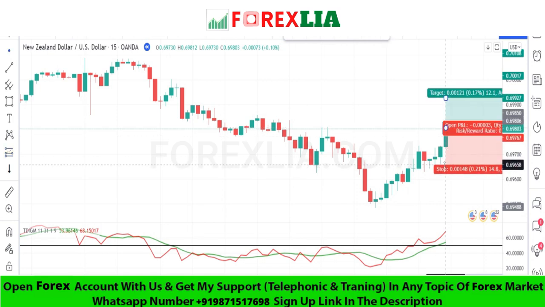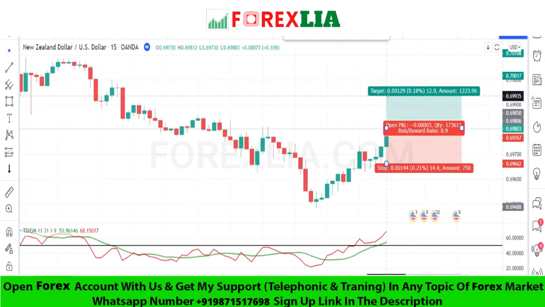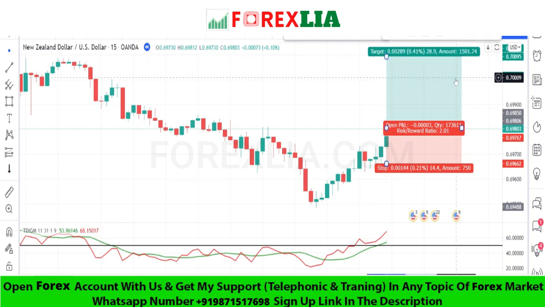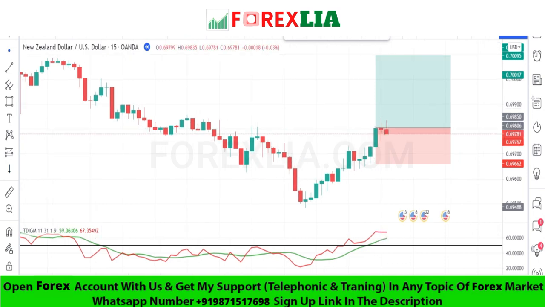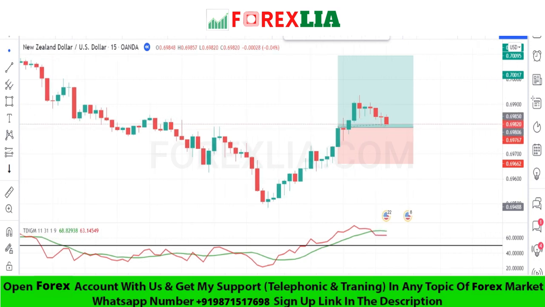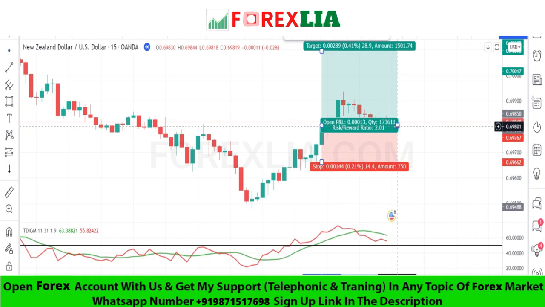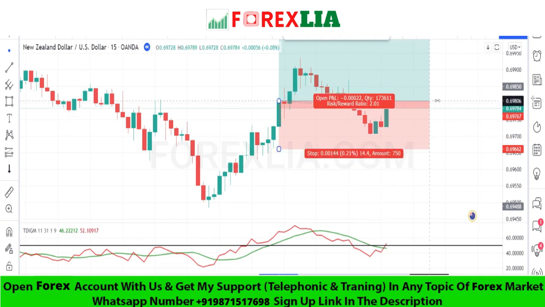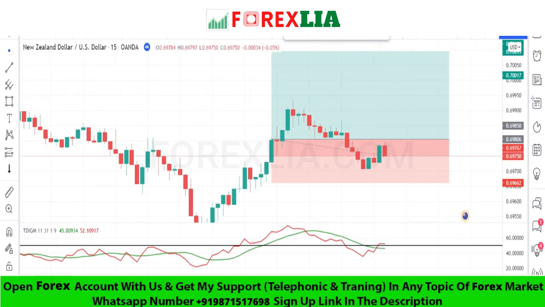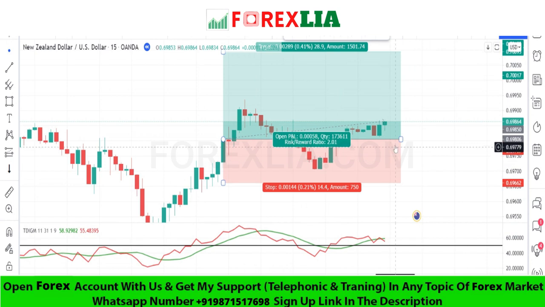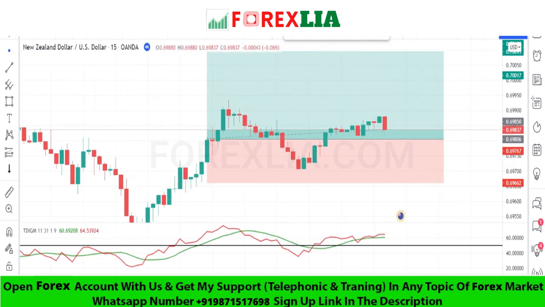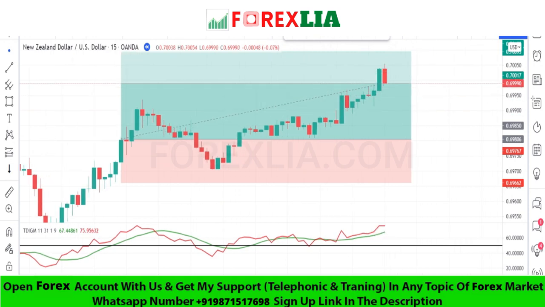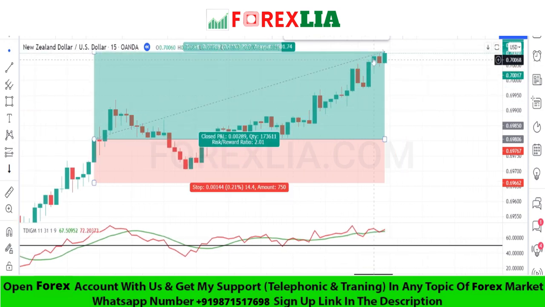Set the stop loss at the previous candle low point. Set the profit target at 1:2. We won this trade.